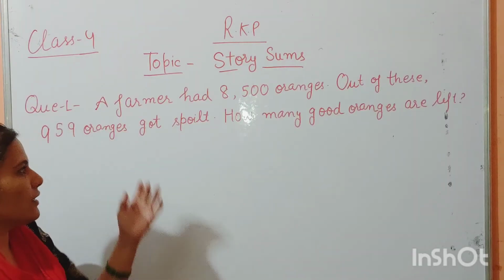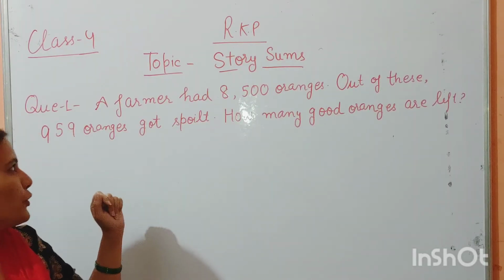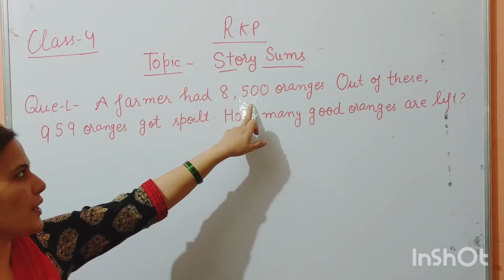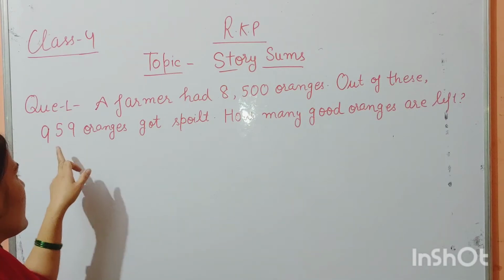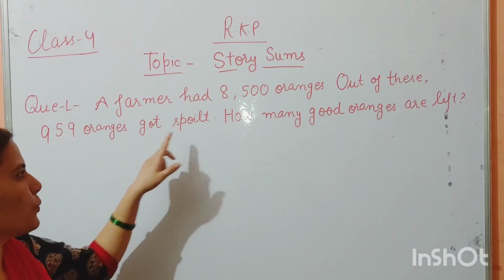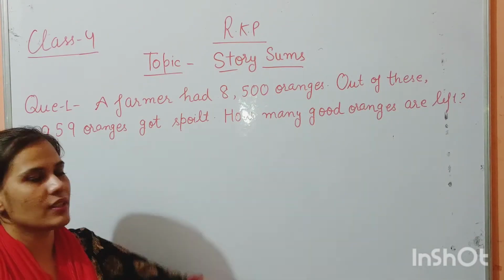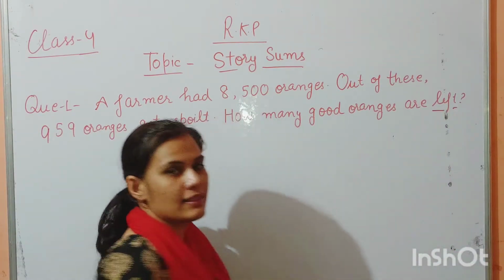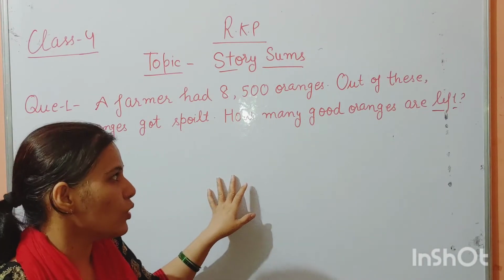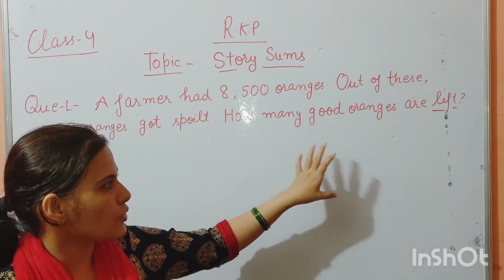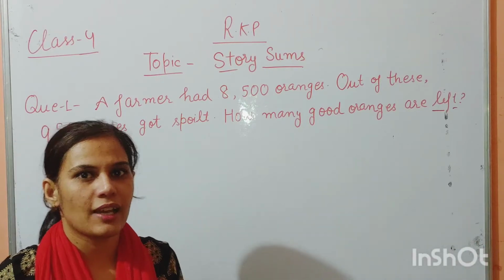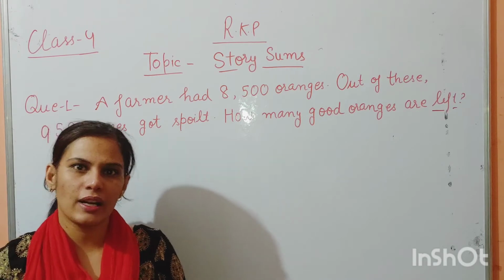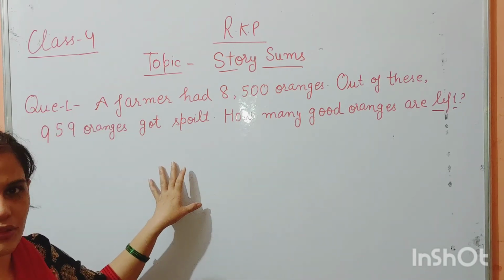Now students, this story sum is given to you. A farmer had 8,500 oranges. Out of these, 959 oranges got spoiled. How many good oranges are left? So see this word. This word shows that this question is based on subtraction. So you can easily find these types of words first of all. These types of words will help you find whether the question is based on subtraction or addition. So this is the subtraction story sum.